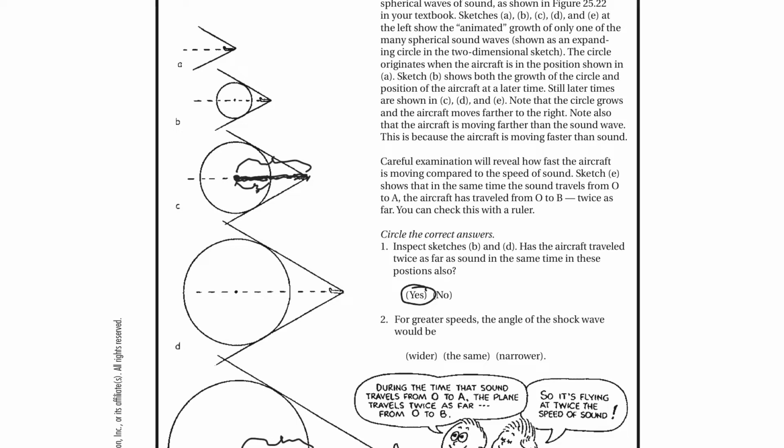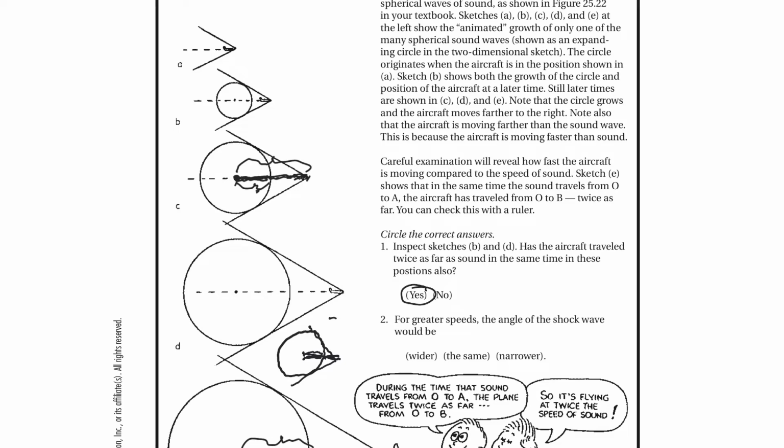Okay? Now this is a little bit of an interesting question. For greater speeds, is the angle going to be narrower or wider? Let me give you an example. If I do a very wide triangle like this, and I have a circle that fits in that, can you see that this is not going to be twice? From here to here is not twice from here to here. So the wider the angle, the slower the plane is going to go.